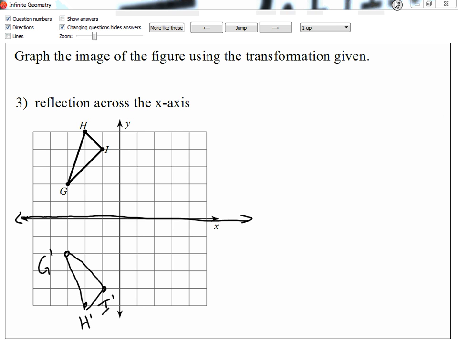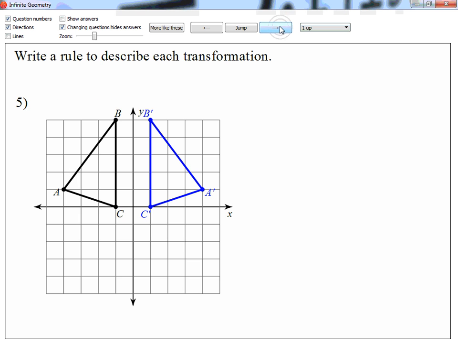Okay, let's move on. Let's take a look at question number 5. I know my screen, I can tell the difference between black and blue. I can look at the difference of colors. Yours are only black, but you can tell the difference on the right. The pre-image only has the letters. The image, after the transformation, has the primes. So you know which one came first, which one came later.